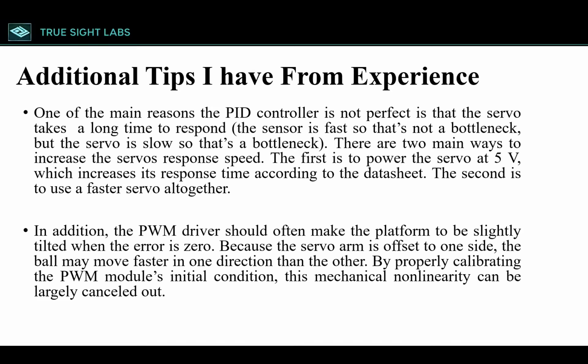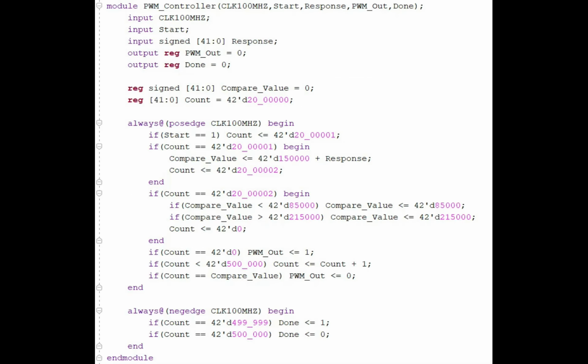In the ball balancing demonstration you saw earlier, the PWM module was calibrated with a value of 150,000. For your own setup, you will need to experiment with this value to find an appropriate center position. You should also remember to adjust the upper and lower limits of the PWM module to match this center condition. These lines show where those changes need to be made.